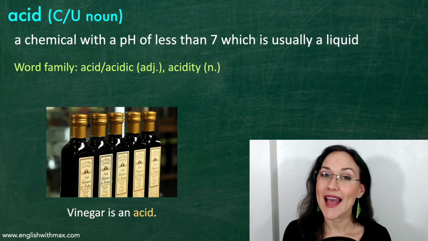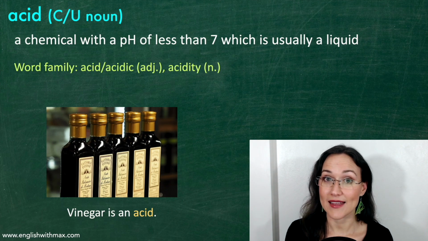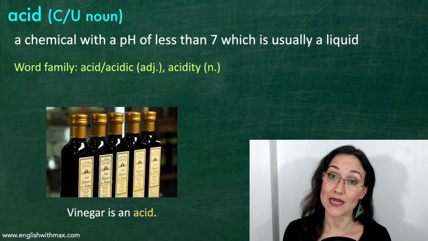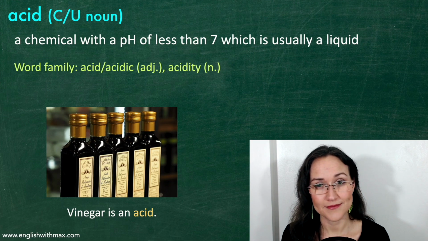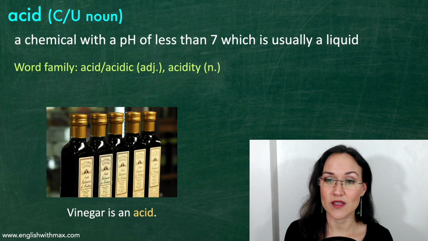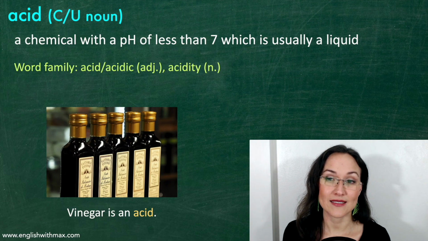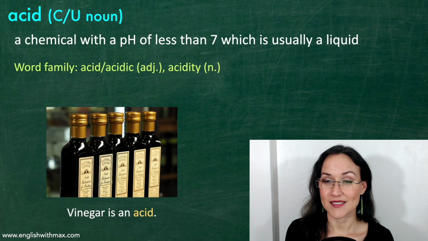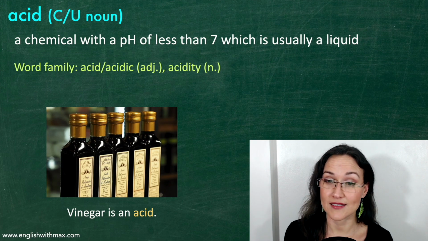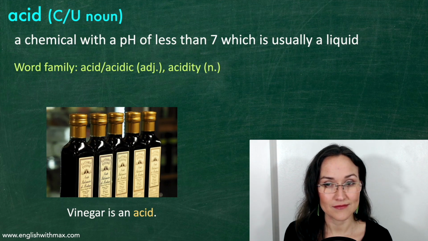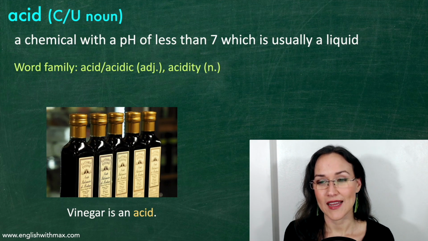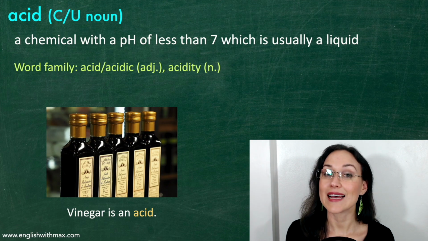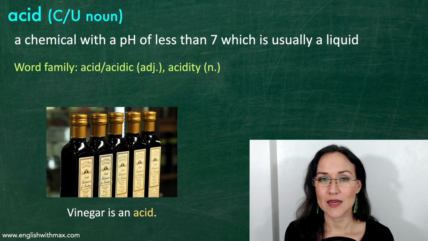The next word is acid. Acid. This is a countable and uncountable noun. It means a chemical with a pH of less than 7, which is usually a liquid. Let's see the word family. There are two adjectives, which are acid and acidic. Those mean the same thing. And there's a noun, which is acidity. That means the amount of acid in a substance.